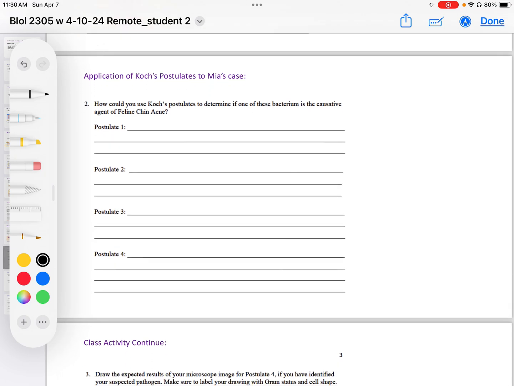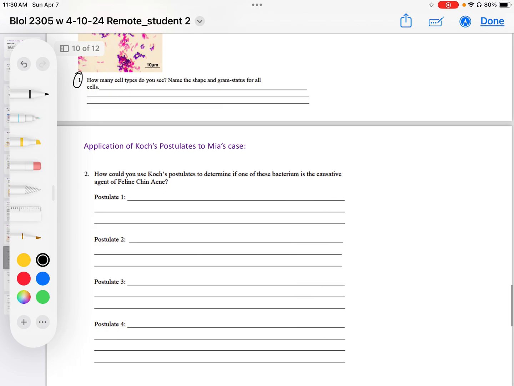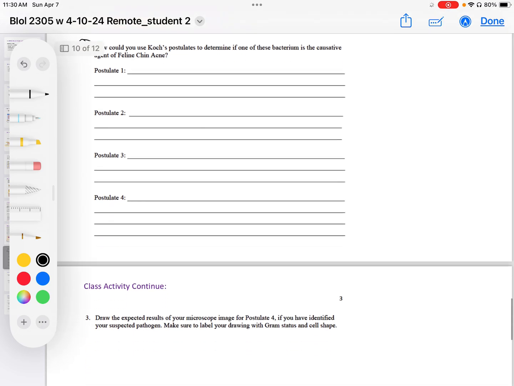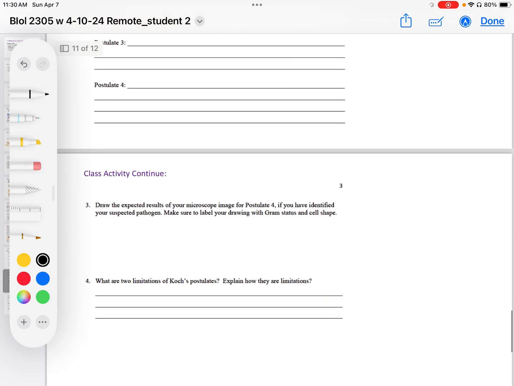So work through question 1, question 2, question 3, and also question 4. And then when I get back for next class, this is where we're going to start. We're going to go through those answers.